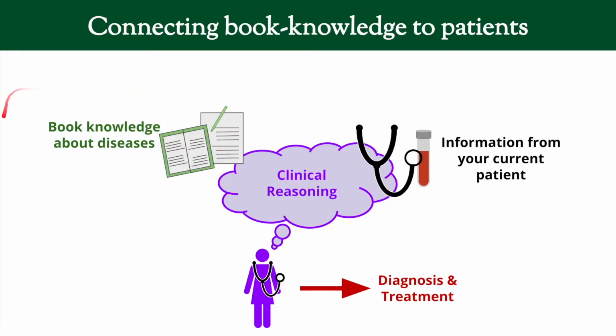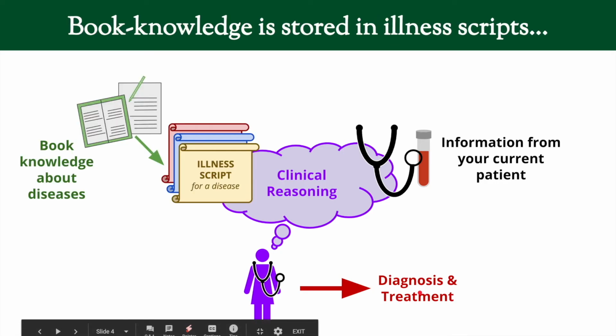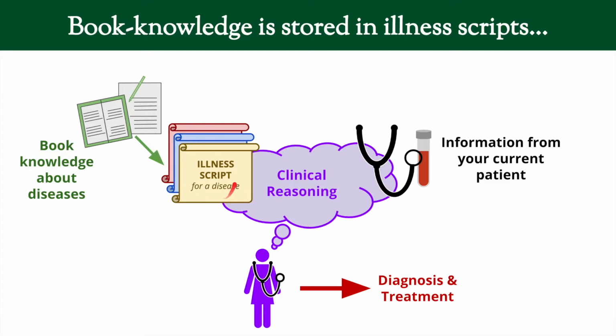Okay, so the goal of this talk is to talk about how we connect the knowledge that we get from book knowledge about diseases to information that we get from our patients. And we combine those two things in our head through clinical reasoning to come up with a diagnosis and treatment. And the way that we do that, part of that process, involves creating illness scripts for diseases. Now, an illness script is a way of organizing the information that we have about a particular disease. And it includes various features that we're going to talk about.